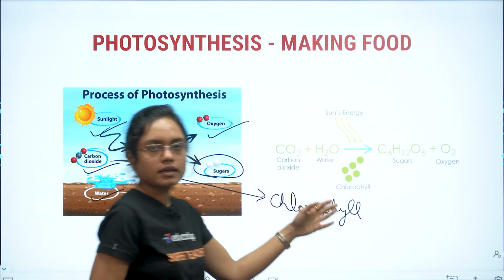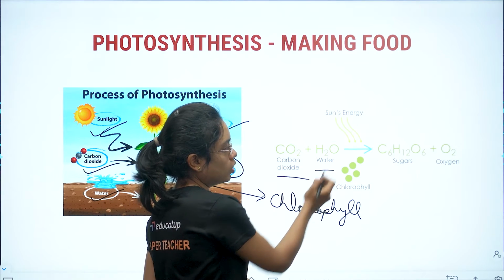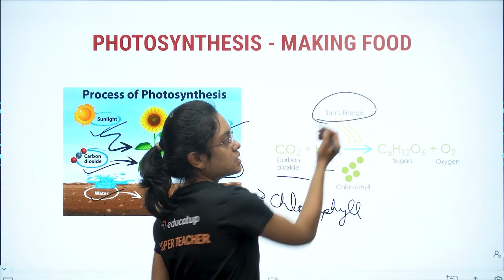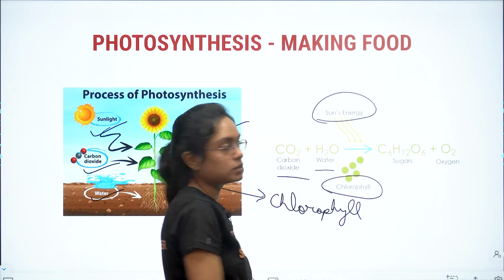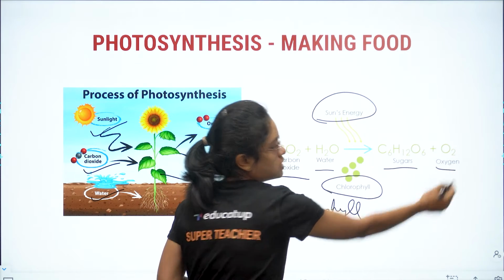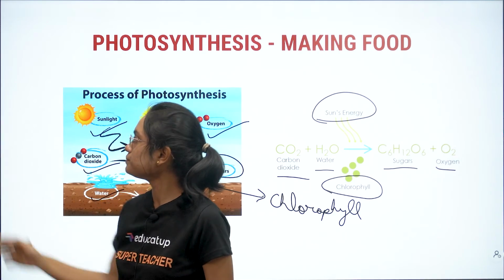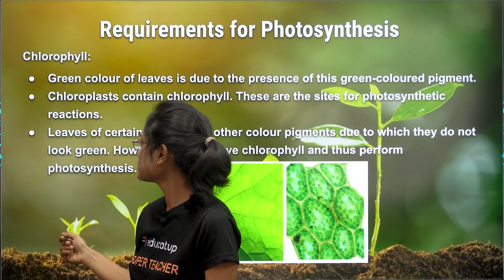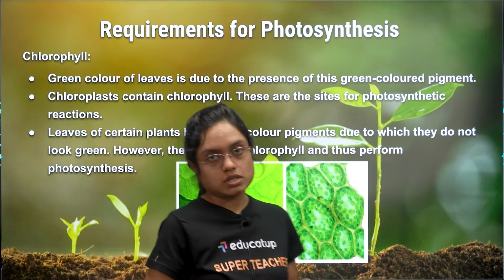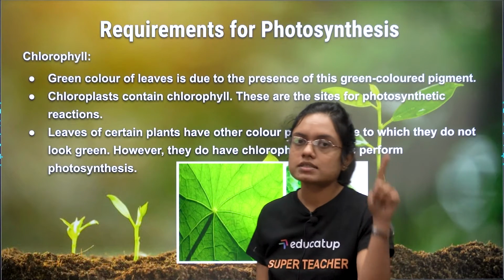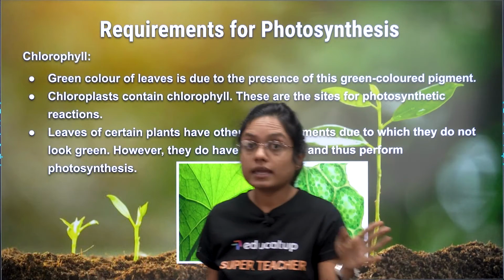If we see the chemical reaction of photosynthesis, then carbon dioxide and water combine in the presence of the sun's energy, that is sunlight, and chlorophyll which is present in the leaves of the plants, then sugar is formed and oxygen gas is released out. Alright, now let's move ahead. Now we are going to study the requirements of photosynthesis, that means the four requirements, carbon dioxide, chlorophyll, water and sunlight, in detail.